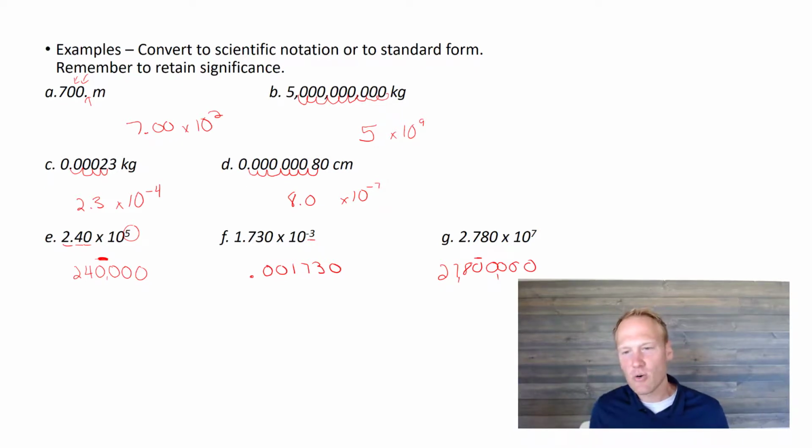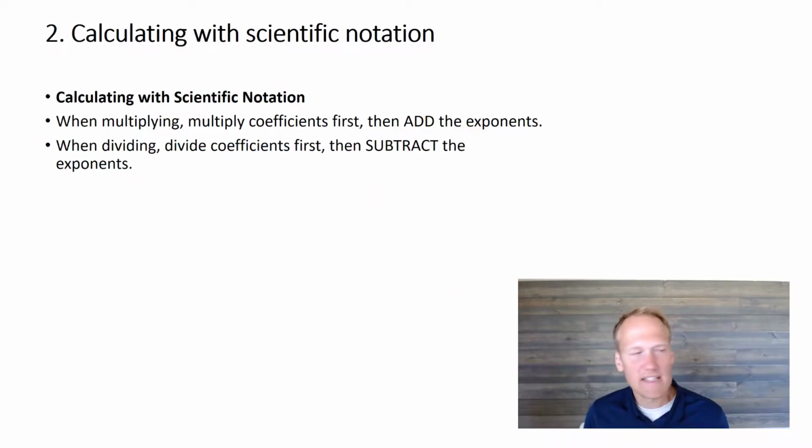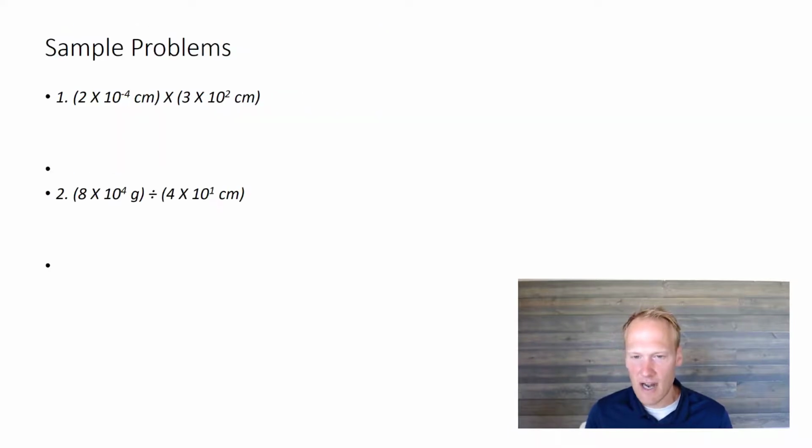I know I'm moving kind of quick, but really the new part here, hopefully, is just the idea that we need to maintain significance whenever we convert from scientific notation. Calculating with scientific notation, hopefully this is review, but at the same time, you're going to be doing this on your calculator. We're going to show you a trick that you may or may not know. Bottom line, when you're multiplying coefficients, you add the exponents, and if you're dividing, you subtract.